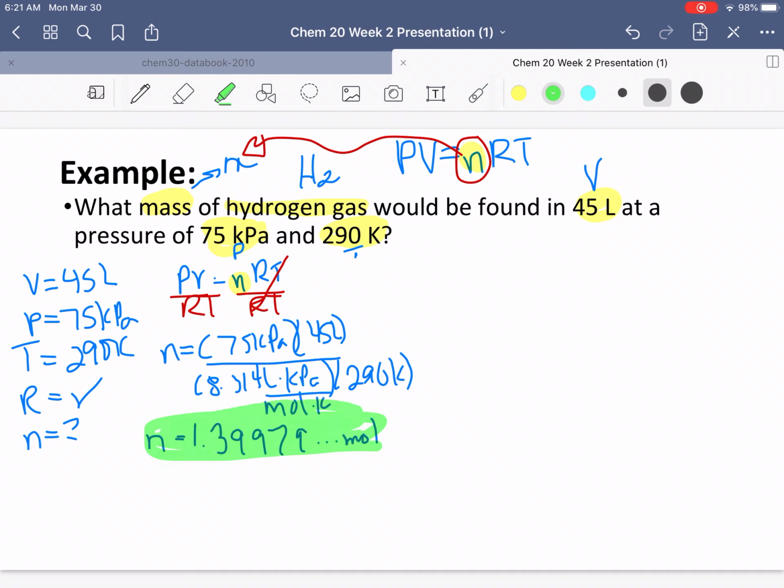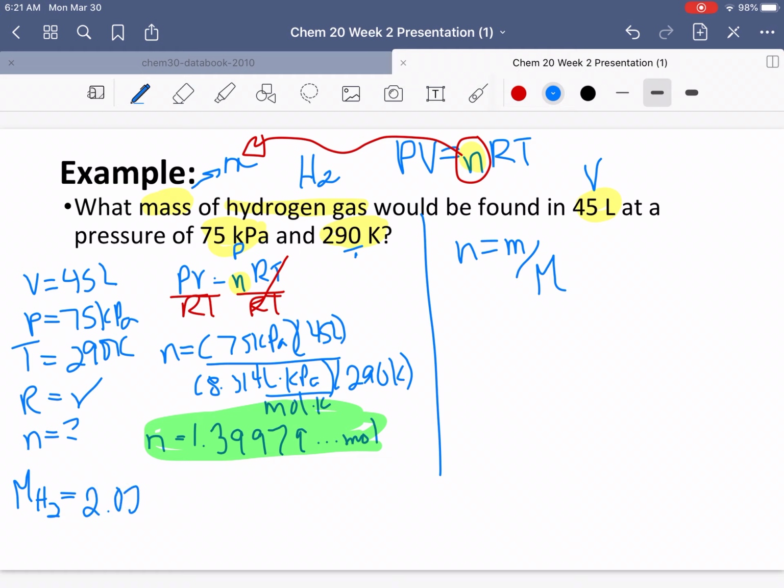Now, if we continue on, we can take that and be like, okay, how do I relate N to mass? Oh yeah, by this. N is equal to mass over molar mass. That goes back to another given then. We're going to need the molar mass of H2 gas. So our givens have an extra from what we've been doing so far. 1.01 times 2 is 2.02 grams per mole.